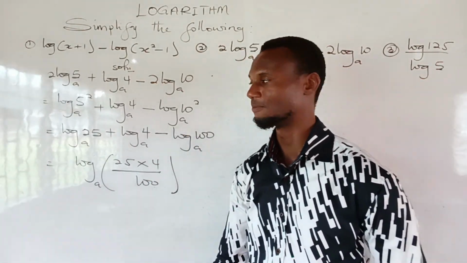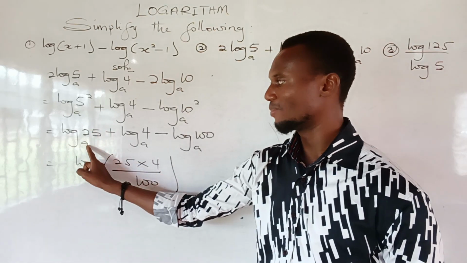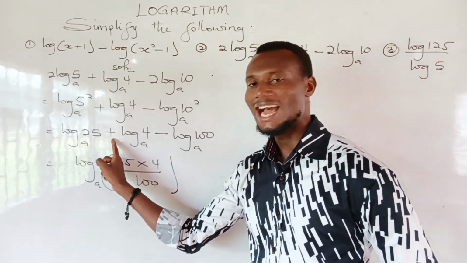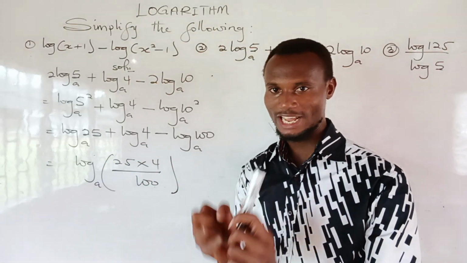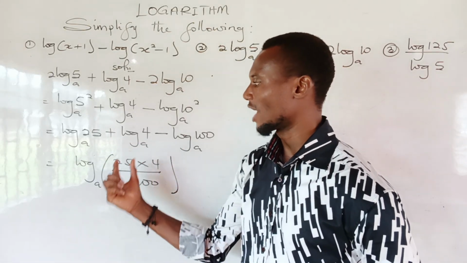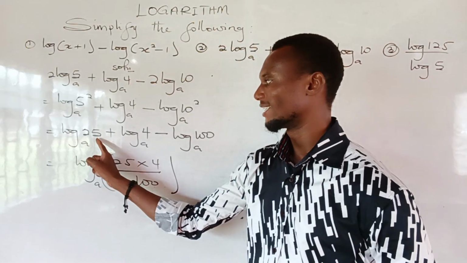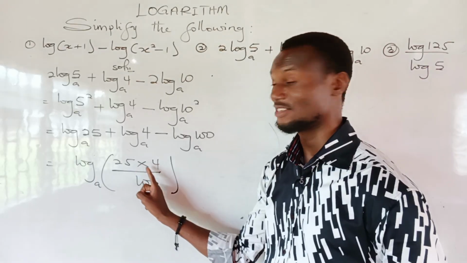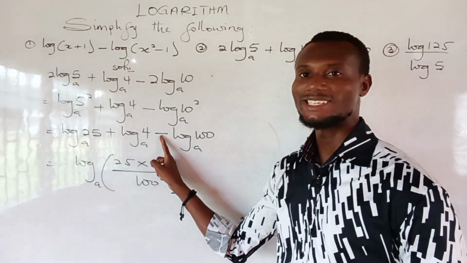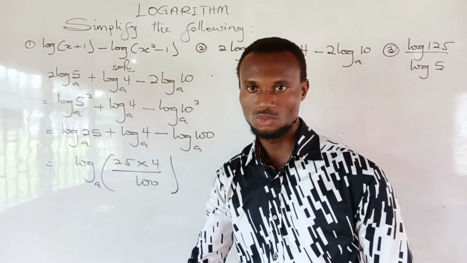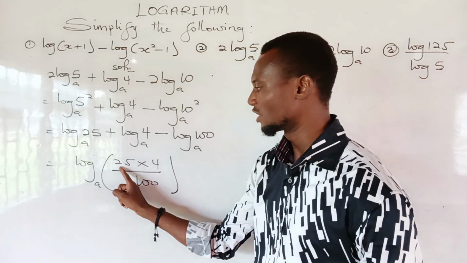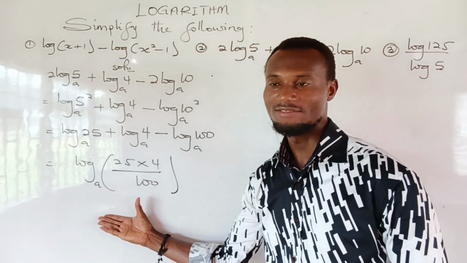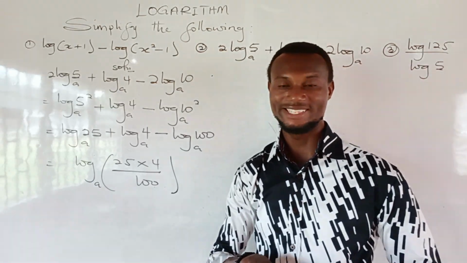Let me go over one more time. Log 25 to the base a plus log 4 to the base a. Now, seeing the addition sign, it means we can apply the product rule. So it simply means that we write our log and multiply the 25 by the 4. That's the product rule, so that's why I have 25 times 4. Then seeing subtraction here, it means we have to apply the quotient rule, which is division. So it's going to be 25 times 4 divided by the 100, which is here. That's why we have this to the base a. I hope the explanation is clear.